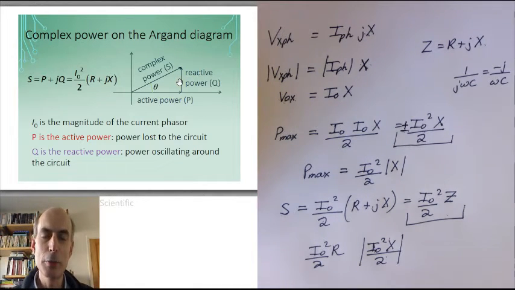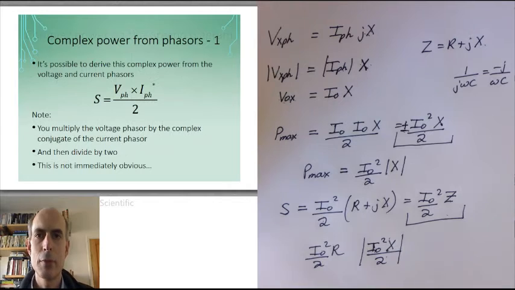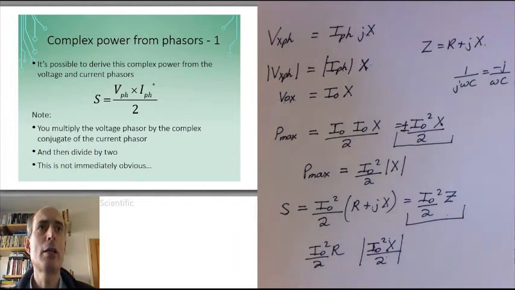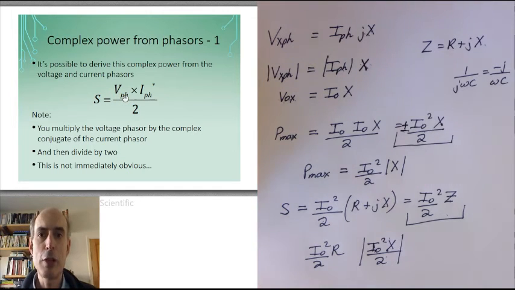And the imaginary part, we call that the reactive power. And that's the maximum rate at which energy is absorbed or pushed back into the circuit from the electric and magnetic fields in the capacitor and inductor, respectively. It's equally possible to derive the complex power from the phasor representations of the voltages and the currents.